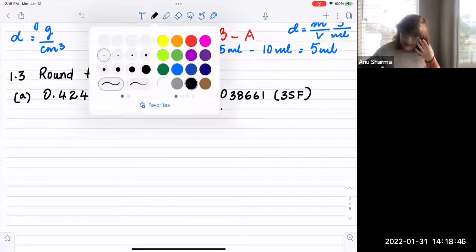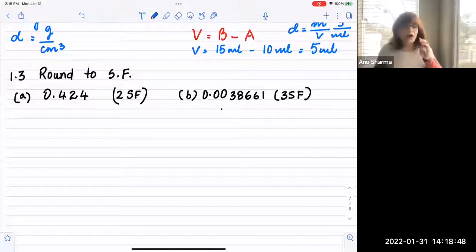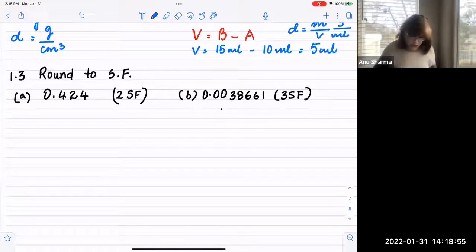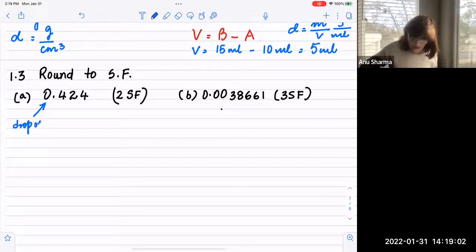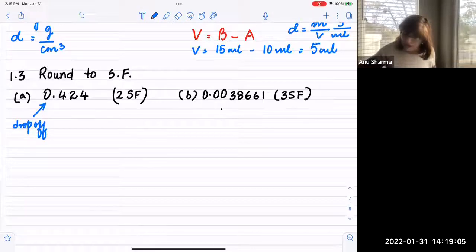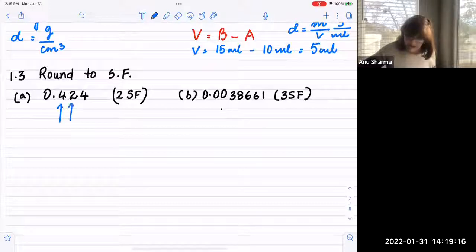Now our next problem relates to rounding off to the significant figures indicated. The first problem is that we need to round to 2 significant figures. Sorry, wait a minute. No, we just need to round to 2 significant figures, so my mistake. That means we just keep this, and this one needs to be dropped off.